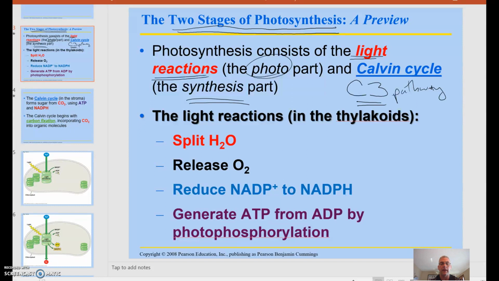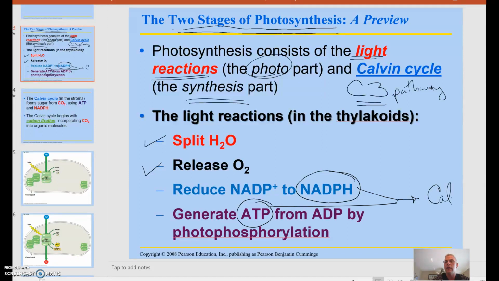If you look at the light reactions, we're going to see that you have investment of water that's going to be split. When the water splits, we're going to have a release of oxygen. We're going to make a product of NADPH, and we're going to make a product of ATP, both of which are going to the Calvin cycle. Both of those are going to go and take it to the Calvin cycle.